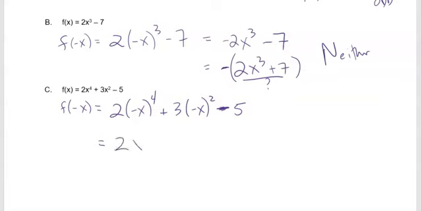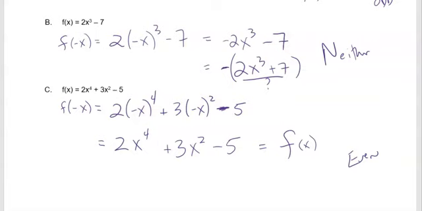So I plug that in, and I know negative x to the fourth is the same as x to the fourth. And the negative x squared is the same as x squared. And look what I get. Same thing. That's f of x. That is even.